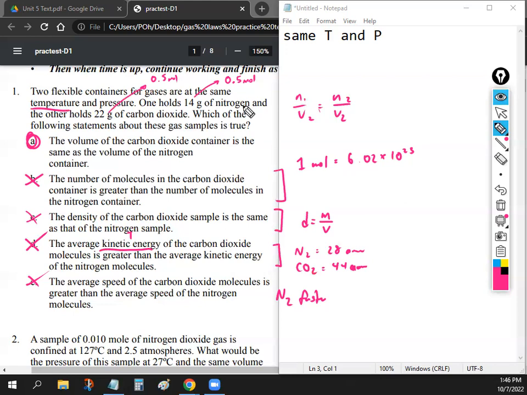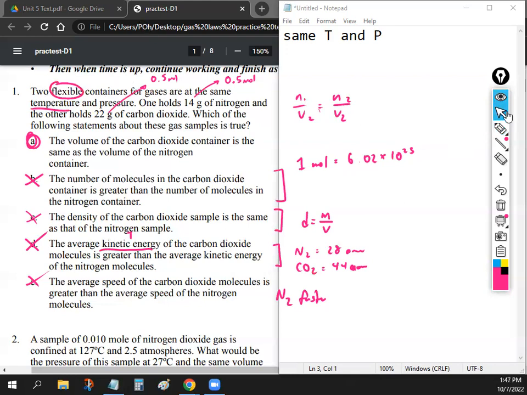Yeah, they're flexible containers. So the containers can change shape and volume. If it was fixed volume, then yeah, volume would be constant. Great question. So that's why this test is annoying. There's so many little words in there that you need to catch every single one of them, that it gets kind of difficult. But does that make sense, guys? Why it's A?